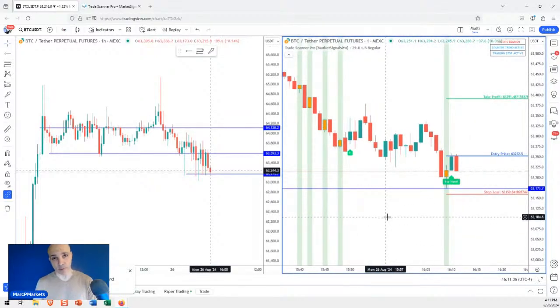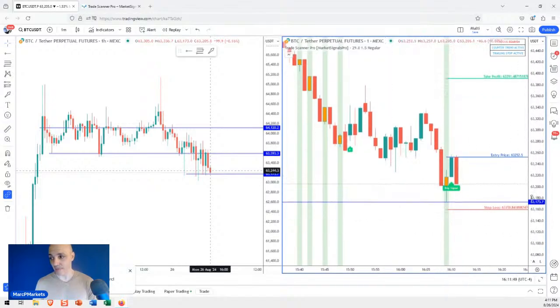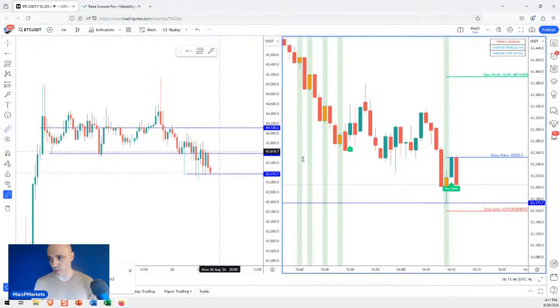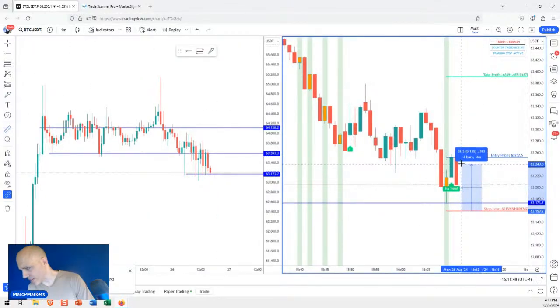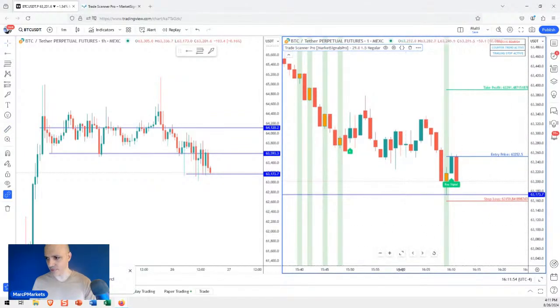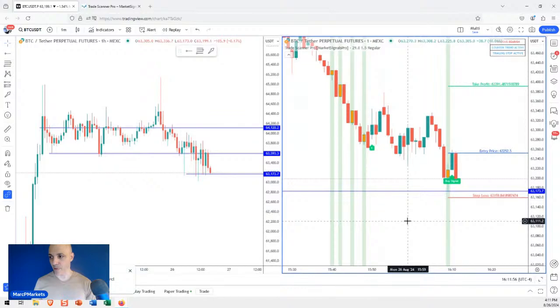Sometimes you can have multiple signals occurring at the same time on multiple time frames. That 30-second might be too tight, right? So the 1 minute gives me a little more room. It still may get stopped out, but I have a little more room. How much more room do I have? Let's see. How much is this? 90 points. Okay, so that's a 90-point stop. Let's see if that holds.